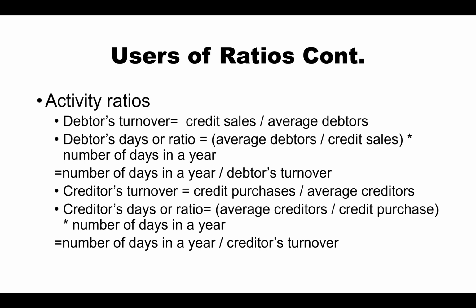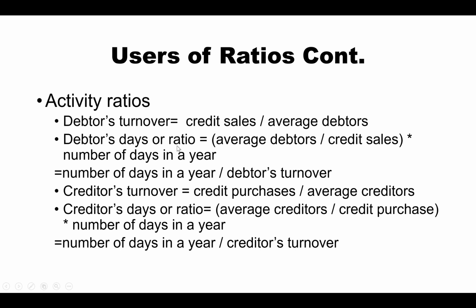We can now look at the activity ratios. We start with the debtors turnover, which will show the number of times the debtors pay within the year. So how efficient the firm is in the management of its credit. The higher the ratio, the more efficient the management is in managing its credit. So debtors turnover, you have the credit sales, you divide it by the average debtors.